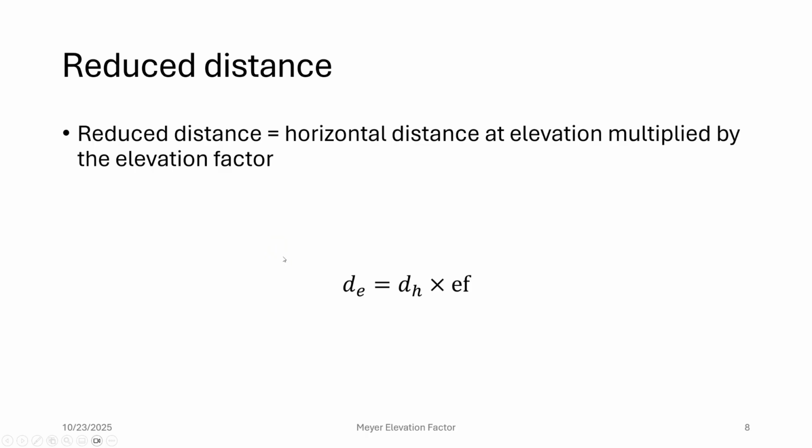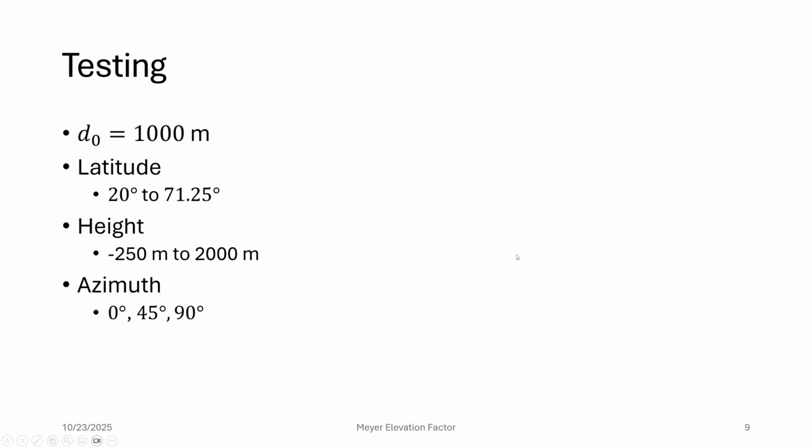Here's our formula for reducing distances observed at height. You just multiply the distance by the elevation factor, and that gives you the corresponding distance on the ellipsoid. So at this point, we have everything that we need to do some testing.